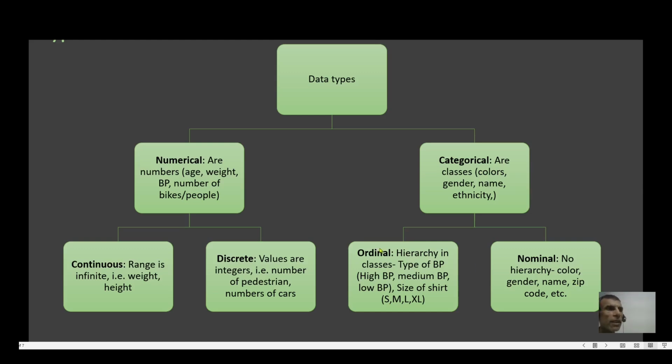Then you have nominal. Nominal is kind of completely opposite of ordinal. Basically, there is no hierarchy. For example, color: red, green, blue. You cannot say red is greater than blue or green is bigger than blue. Gender, name, zip code. These are all examples of nominal data types.